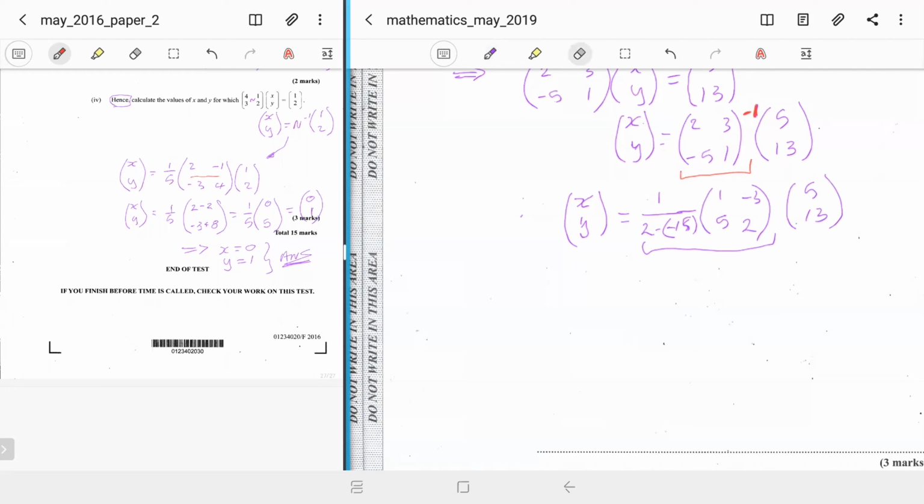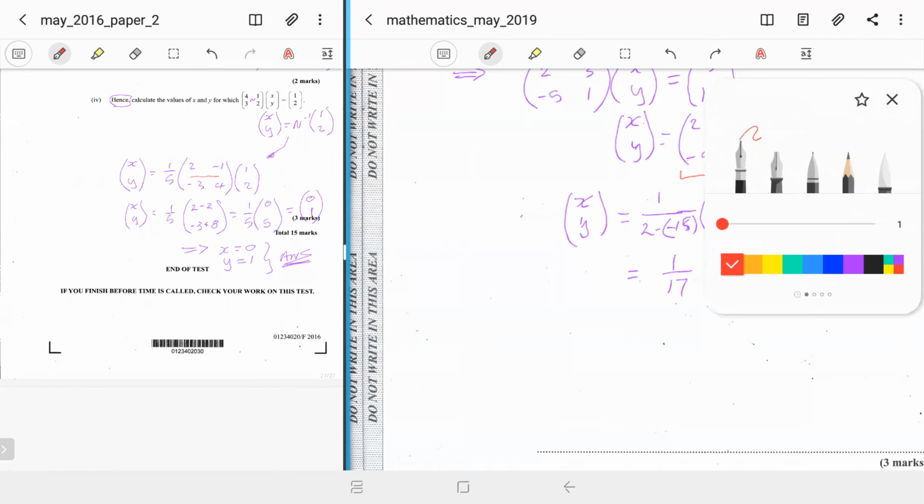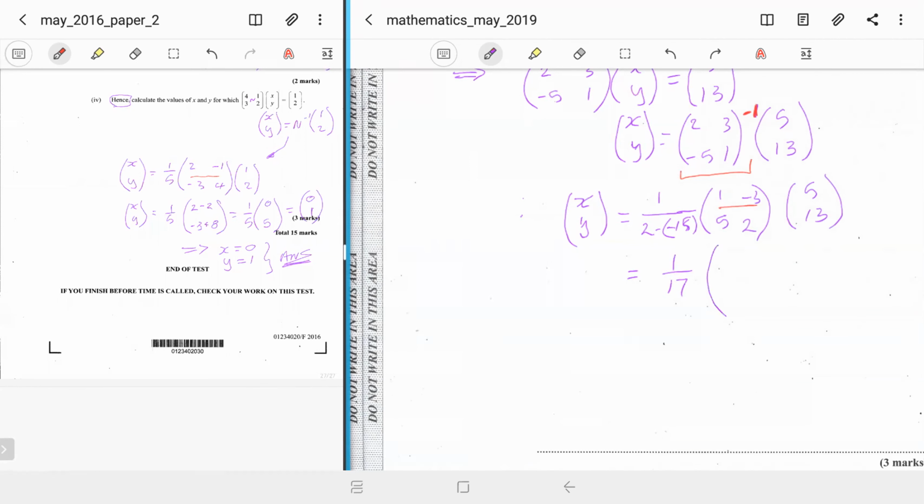That's my inverse matrix. Now this under here is actually 17. Leave the fraction for last, so I get 1 over 17. And then I do this calculation. Remember how you work them out? Rows of the first matrix times the column. I am going to get a matrix with 2 values.